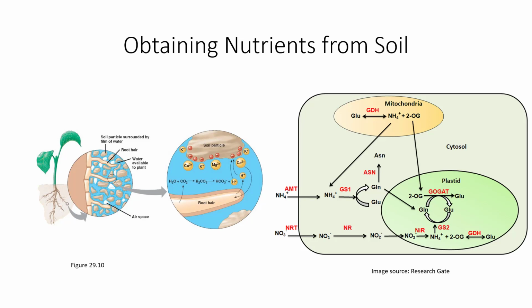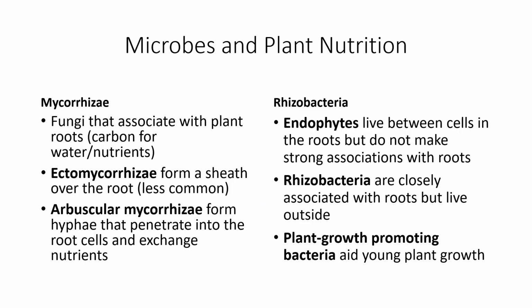Nitrogen as ammonia can be taken up by ammonia transferase, and nitrogen reduction transferase can take up nitrate from the soil. Microbes are highly important in plant nutrition. It's not just an issue of simple molecules being taken up by the plant. No, microbes are very active. Mycorrhizae help plants take up nutrients from the soil. These are fungi that associate with plant roots. They take carbon from the plant and give water and nutrients to the plant.